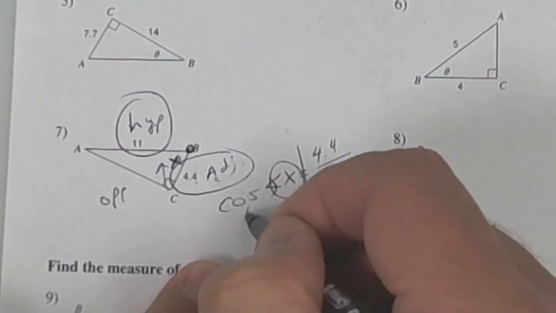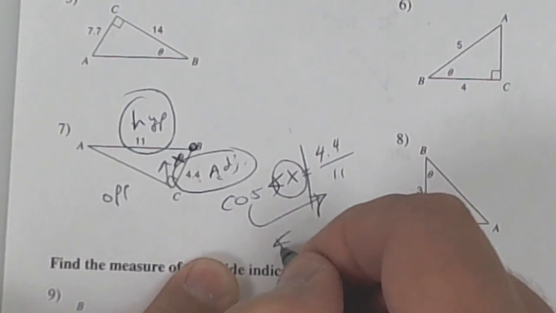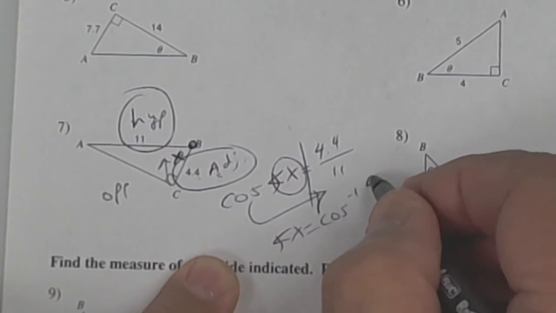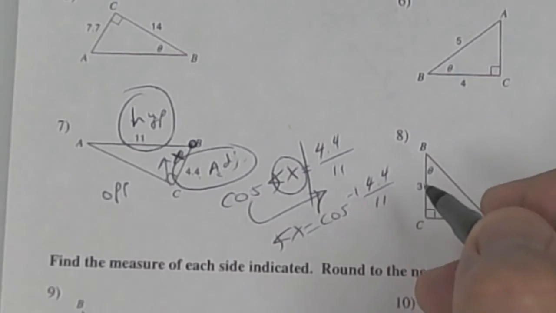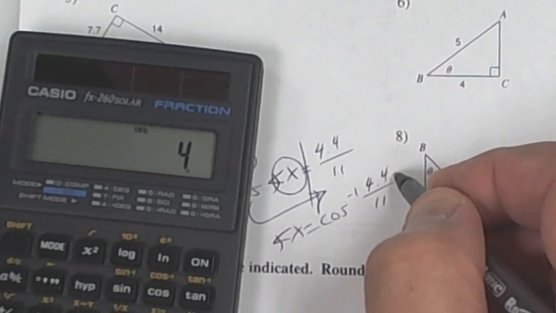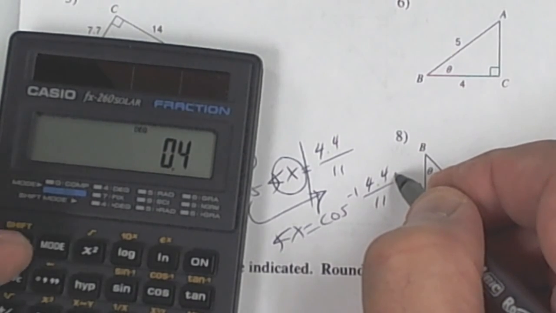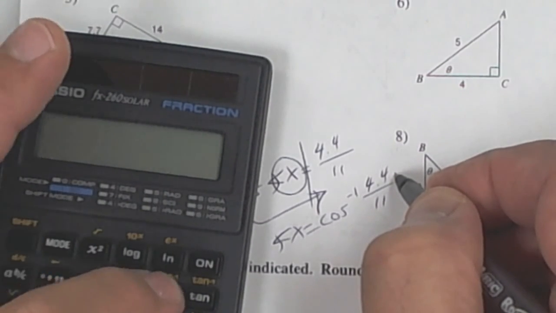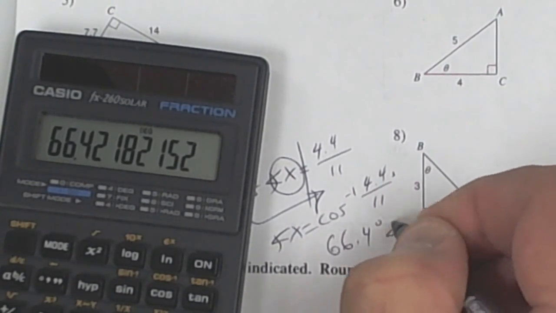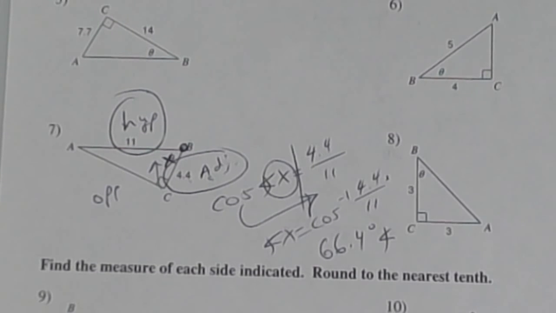You're going to circle the X, you're going to divide by the cosine, and that's going to be the inverse cosine. Okay, so you have to hit the shift key. That's the only difference. Okay, so clear it out. Press 4.4 divided by 11. Press equals, and then hit shift, and then press cosine. This is a 66.4 degree angle. That's how you do the top part of today's worksheet.